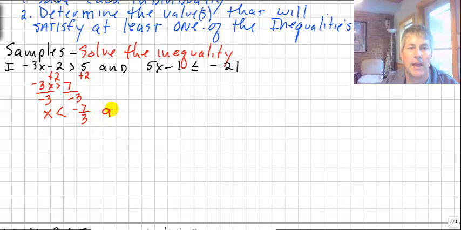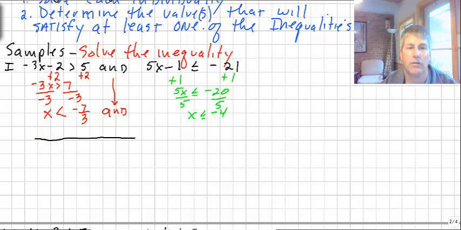Let's carry through my "and". It's an "and" problem, so I want to make sure I bring that down. And then let's solve this particular inequality, the one on the right. Add 1 to both sides. We get 5x is less than or equal to negative 20. Divide by 5, and we get x is less than or equal to negative 4. Okay, let's go ahead and graph these, and let's take a look at what our final solution is going to be.